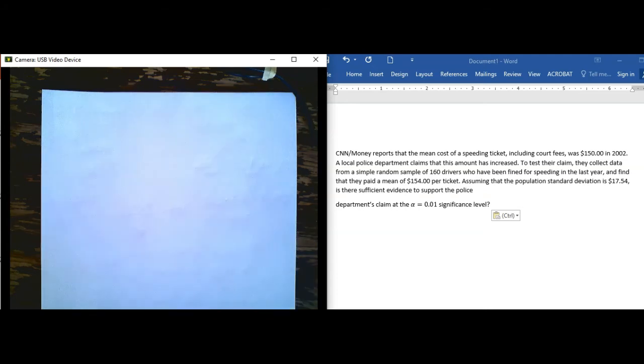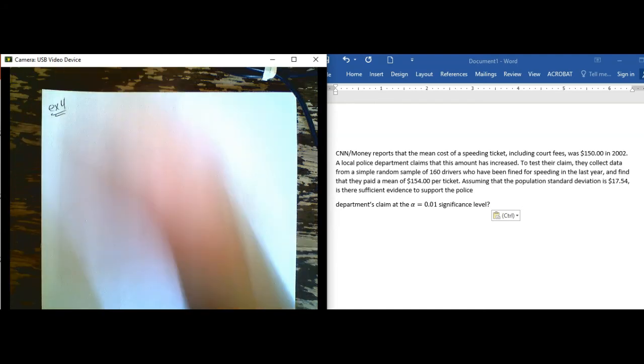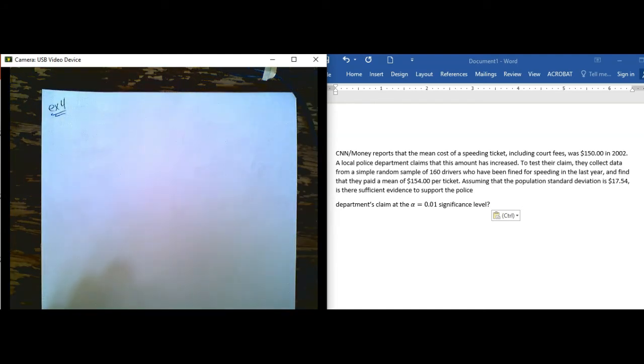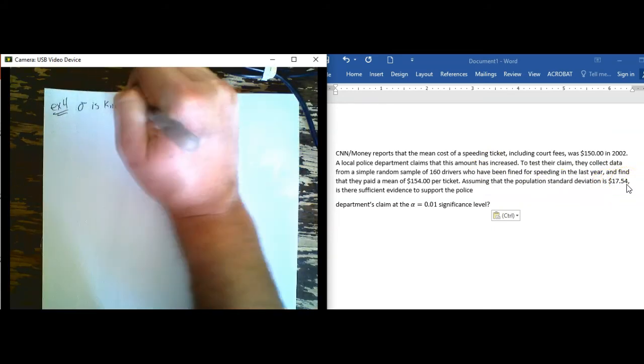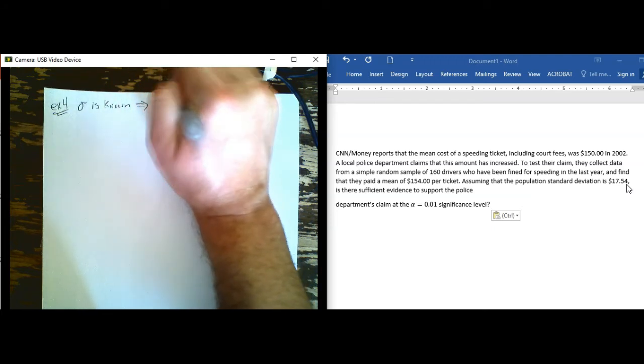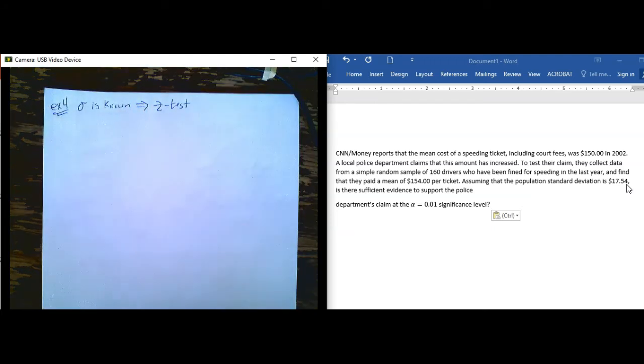So alpha's changed, correct? All right, so let's think about it. Is this a z-test or a t-test first? First things first. In here, do we know sigma? Do we know the population standard deviation? We do. We know the population standard deviation is 17.54. So sigma is known this time. We're going to do a z-test instead.